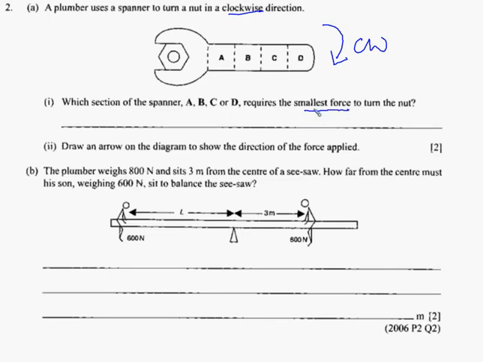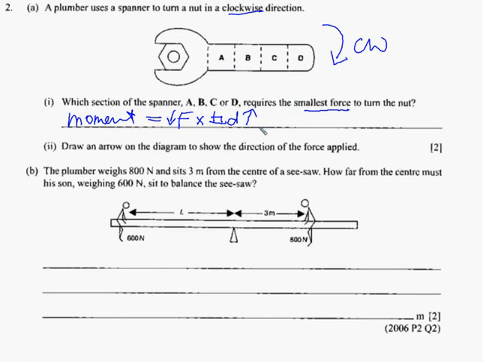In this case, in order to turn the nut, it requires a minimum amount of moment. So for a smaller force to produce the same amount of moment, the formula is force applied times the perpendicular distance. For the same moment, I want the smallest force, so I want this to go down, which means I need to increase my perpendicular distance. So which portion of the spanner will give me my longest perpendicular distance?